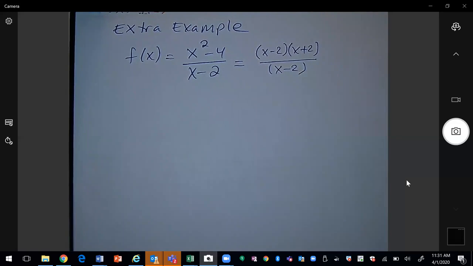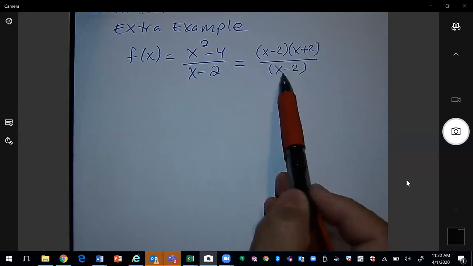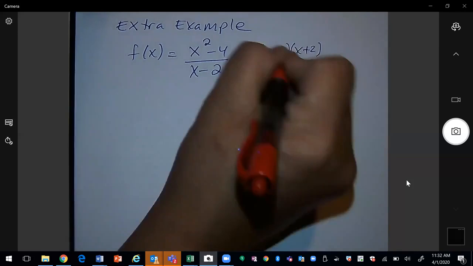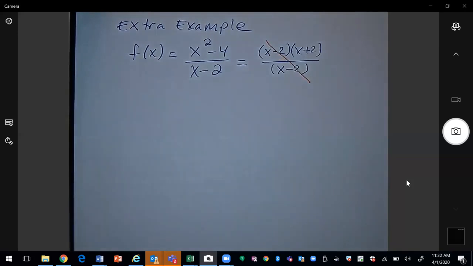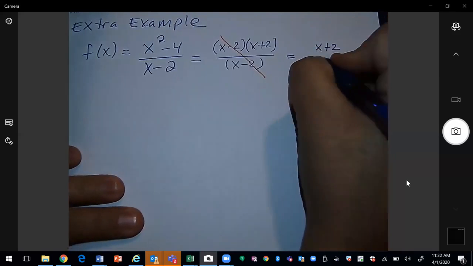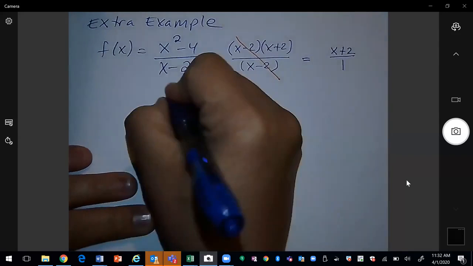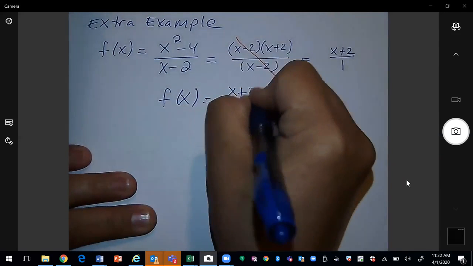And can I cancel out any terms? And if so, what can I cancel out? Anybody want to share what they think? So which ones are common? So the x minus 2 and the x minus 2, they're the same, right? So those we can cancel. And so what we have left is going to be x plus 2 on the numerator, and on the denominator, there's nothing left, so there's only a 1. So our new function here is x plus 2.